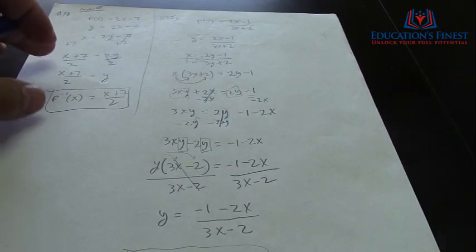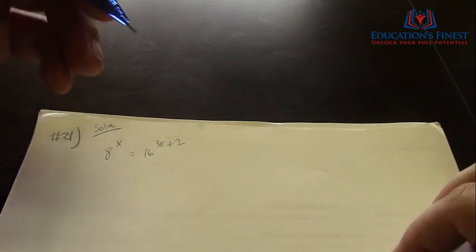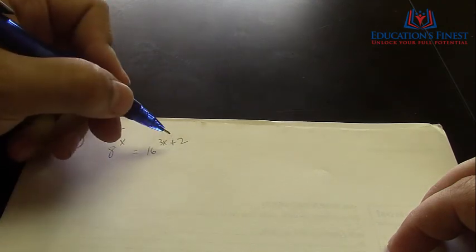All right, on to number 21. The directions for this one are just solve. The trick to this one is whenever you see x's in the exponents, you know there's probably going to be logs involved.